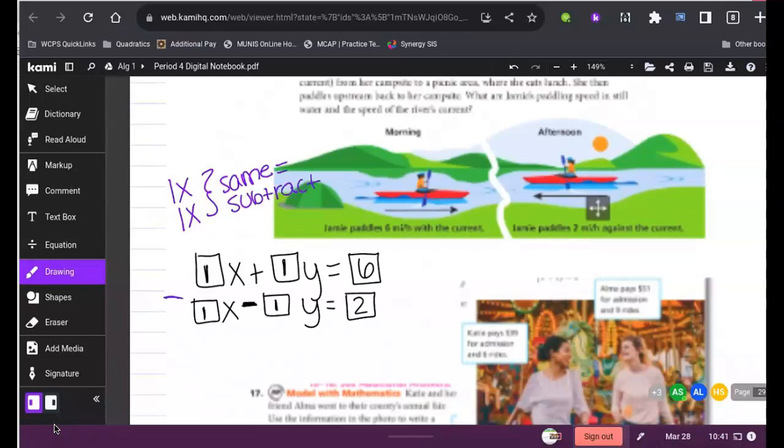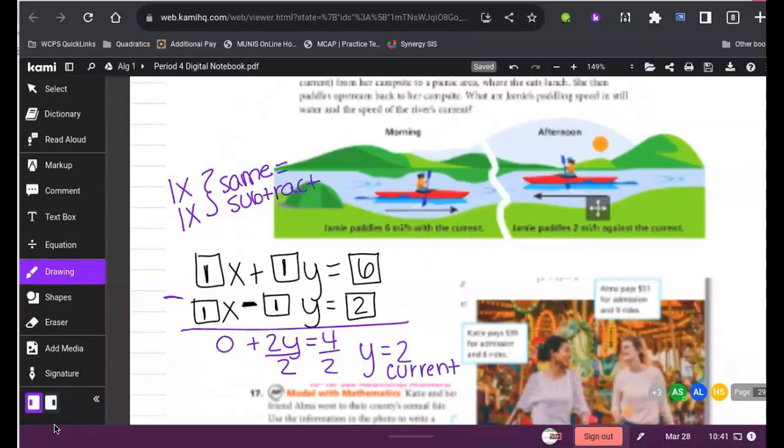So I'm going to put my minus sign and I'm going to draw my line. 1x minus 1x is 0. 1 minus negative 1 is a positive 2y, and that's equal to 6 minus 2, which is 4. And then I divide both sides by 2. So I get that y is equal to 2, and y is the current speed.